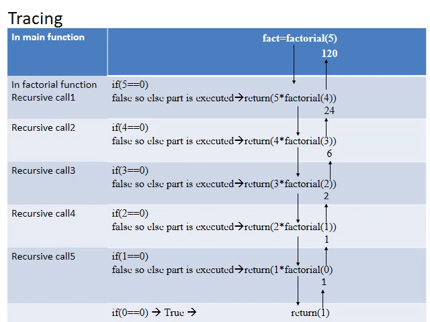Now n value is 4 now. So again the condition, if 4 is equal to 0, is checked. Since the condition is false, again the else part will be executed. Now return 4 into factorial of 3, that is n into factorial of n minus 1. 4 into factorial of 3 is executed.